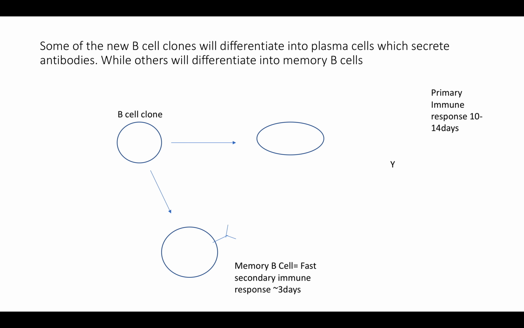And in a secondary response, those memory B cells are responsible for a fast response, typically about 3 days, and you have a high titer of antibody in your system.